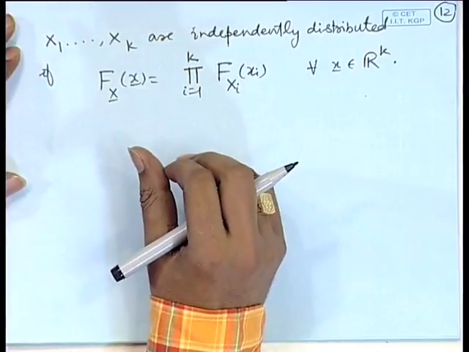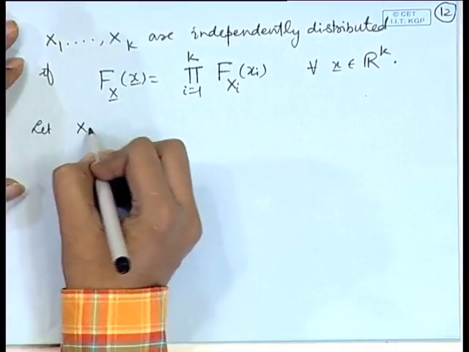Now, we can take the particular cases, that is when all of the X i's are discrete or all of the X i's are continuous, because in that case we can define a joint probability mass function and joint probability density function respectively. So, let us take up these two cases.